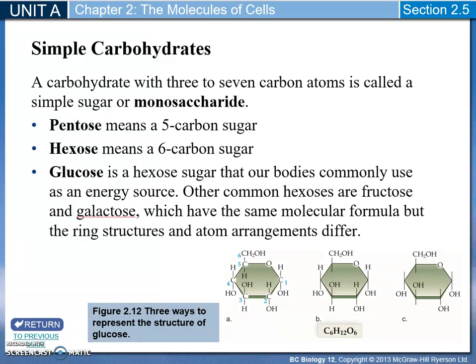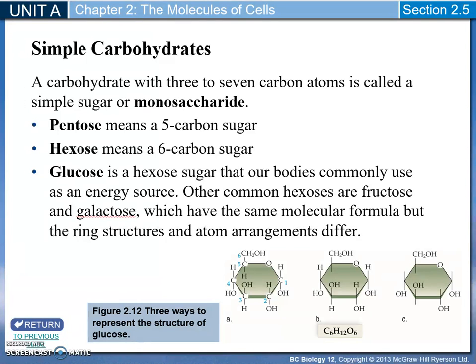A hexose means a 6 carbon sugar, and the one that we probably know most is the glucose molecule. It is a hexose sugar that our bodies commonly use as an energy source. And other common hexoses are fructose and galactose. Fructose is found in many fruits and vegetables. Galactose you find in milk. And they have the same molecular formula, but they have a slightly different structure to them.